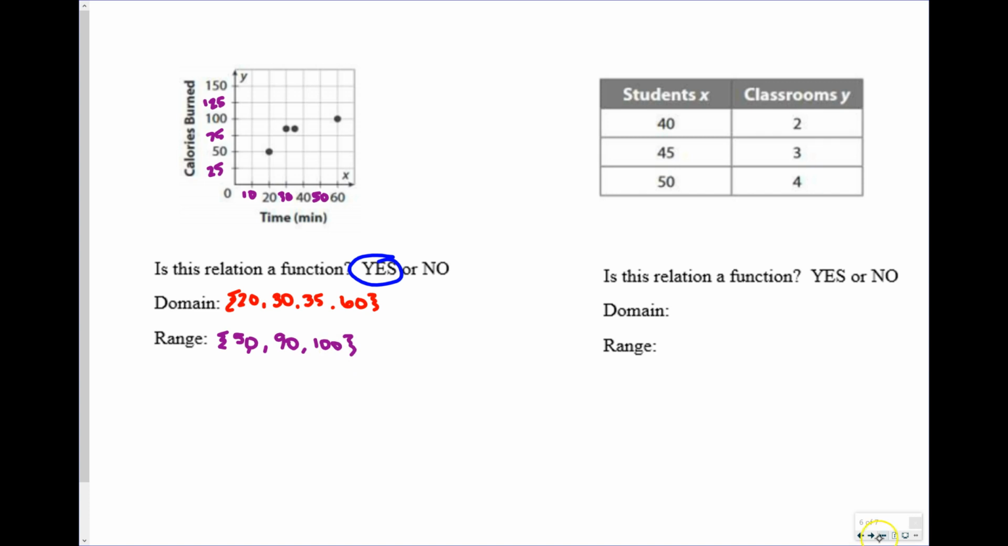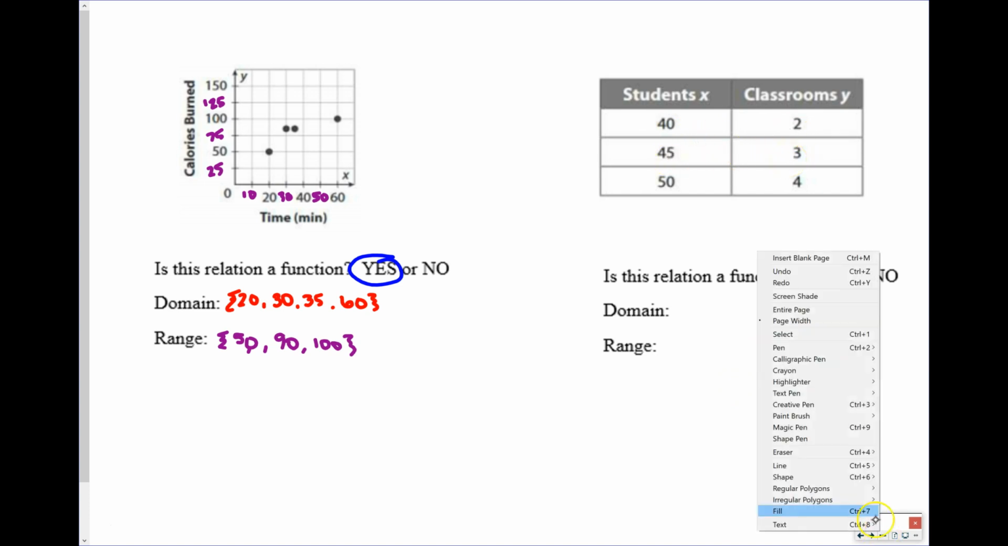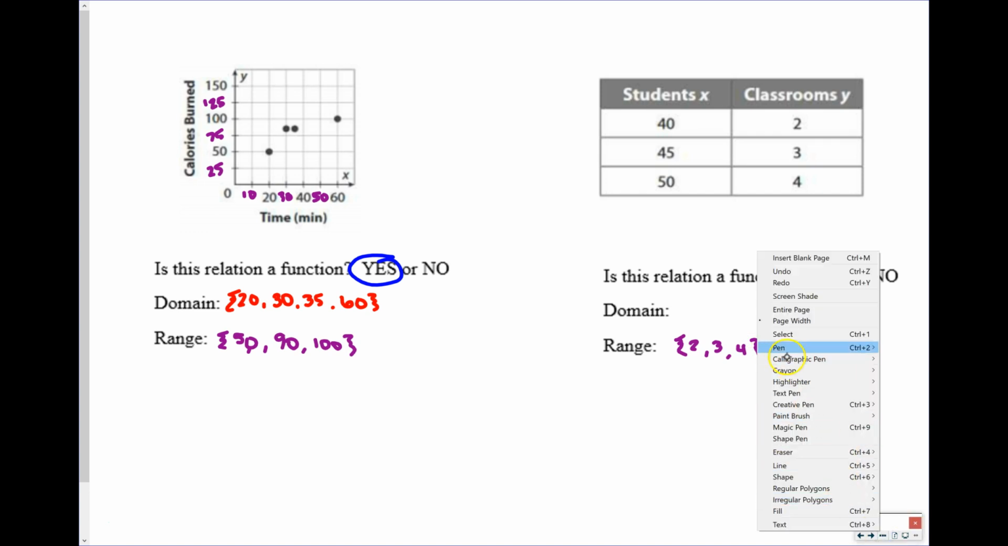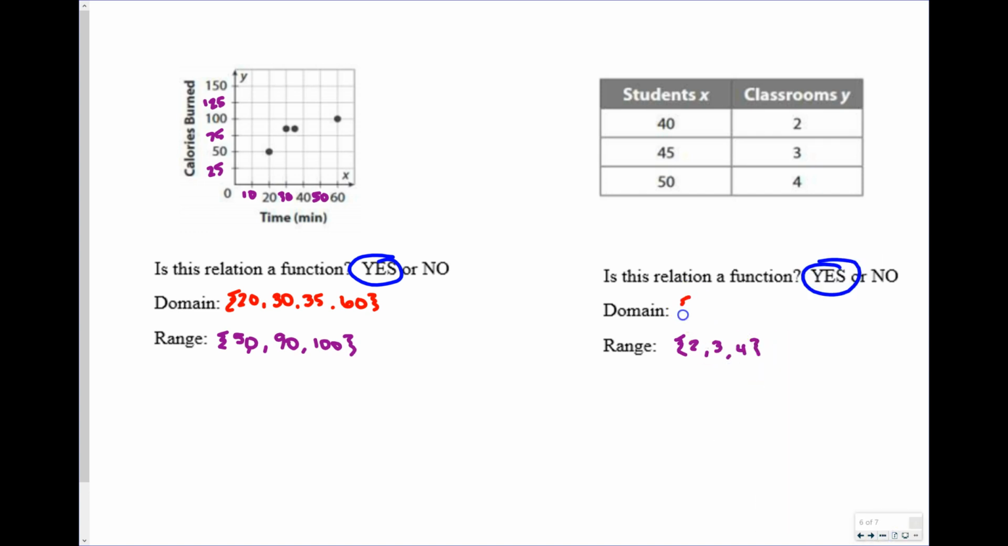Okay. The next one is a table. Is this relationship a function? 40, I've got 2 classrooms, cool. 45, 3, 50 goes with 4, so each input has its own output, so that is absolutely a function. The domain and range for this one is pretty straightforward. My range is the 2, 3, and the 4, and my domain is my 40, 45, and 50.